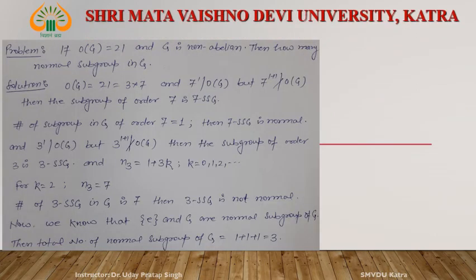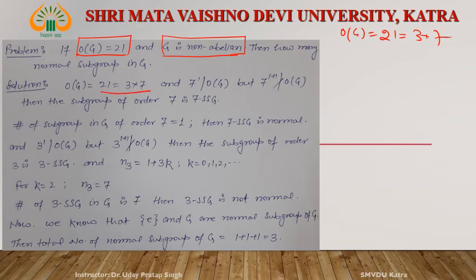Next, if order of G is 21 and G is non-abelian, two conditions are given. Order of group is 21 and G is non-abelian. Then how many normal subgroups does G have? See, order of G is 21, that is 3 into 7. Then 3 to the power 1 divides order of G, but 3 to the power 1 plus 1 does not divide order of G.